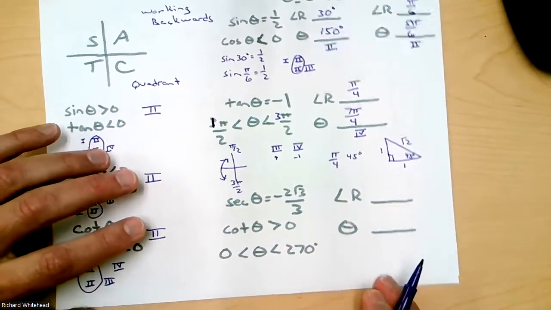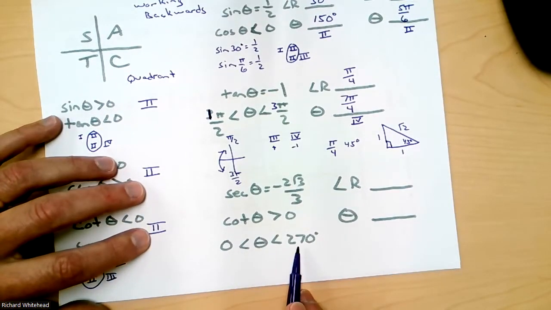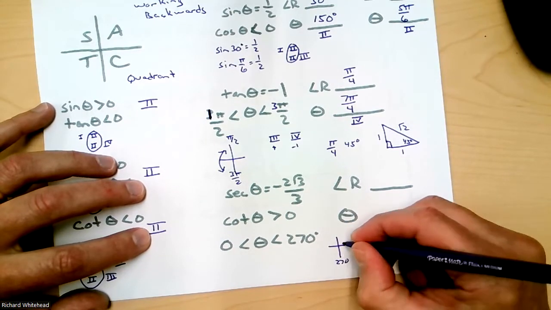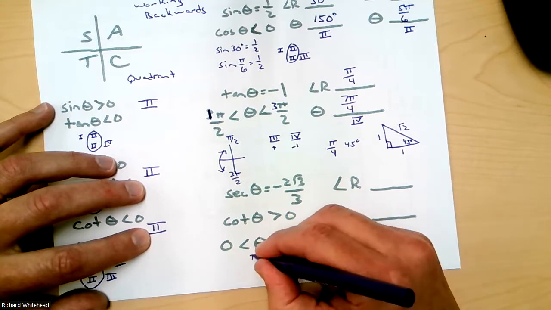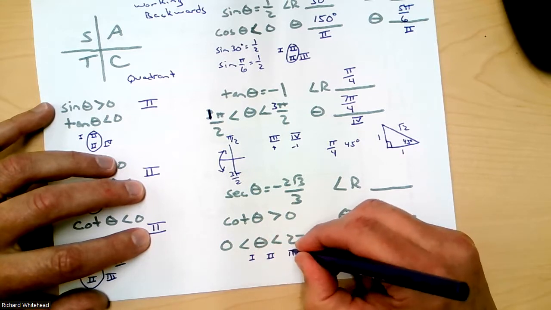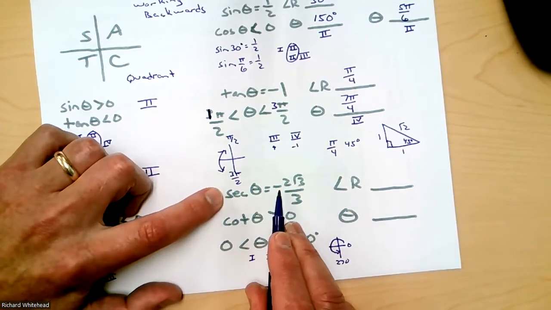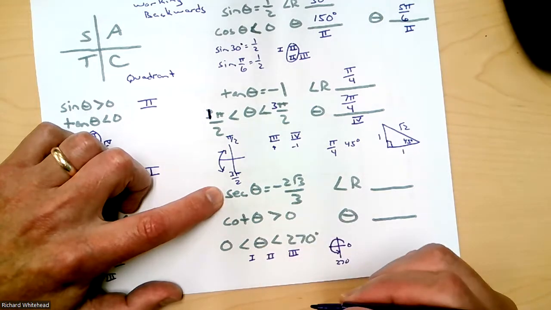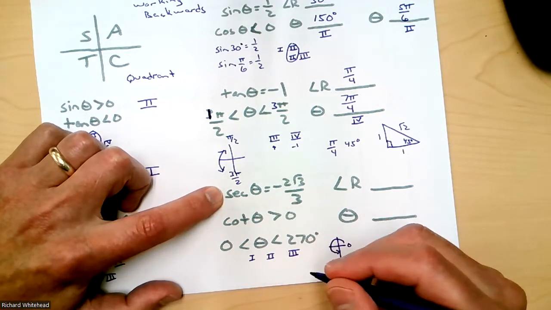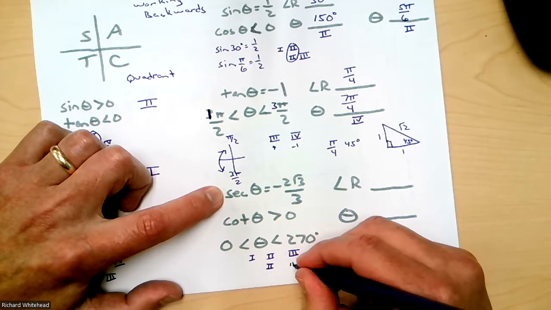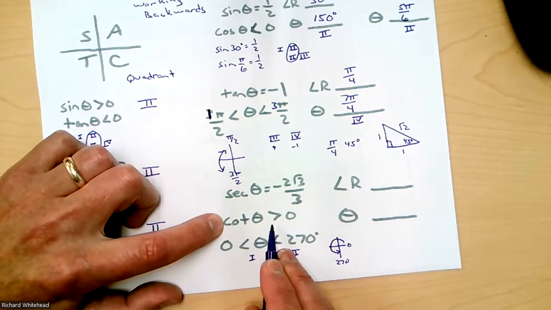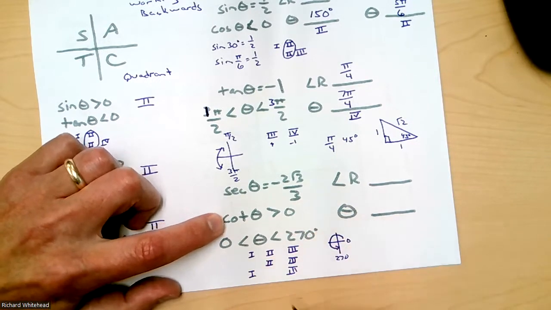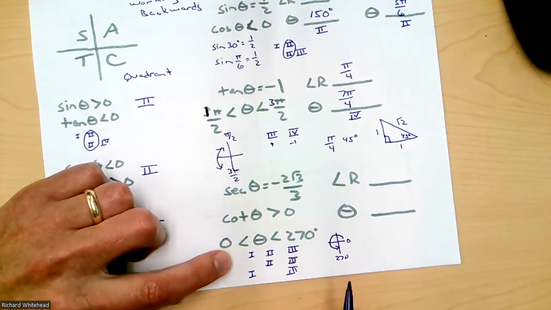This guy down here, from 0 to 270 degrees. Well, at least it's in degrees, and I know y'all like that. 0 to 270, okay, so that's first through third quadrant. So it could be first, second, or third quadrant. Secant's negative, that happens in the second and third quadrants. Cotan is positive, that happens in the first and third. So it looks like, where does all this match up?